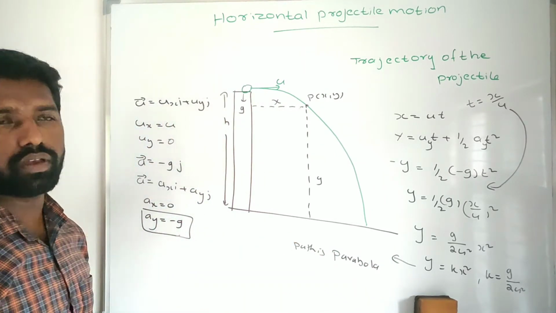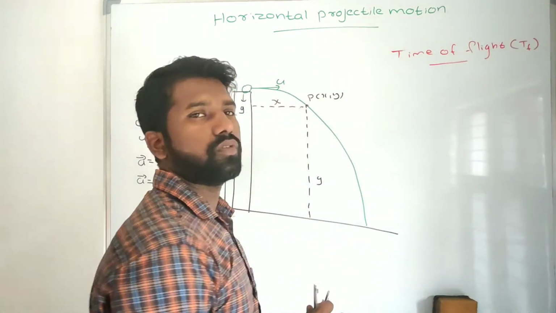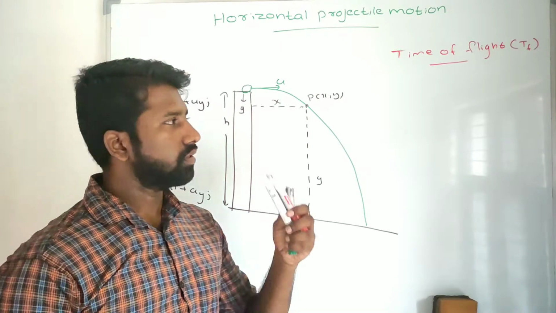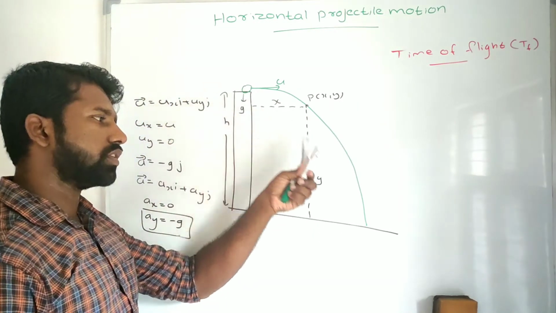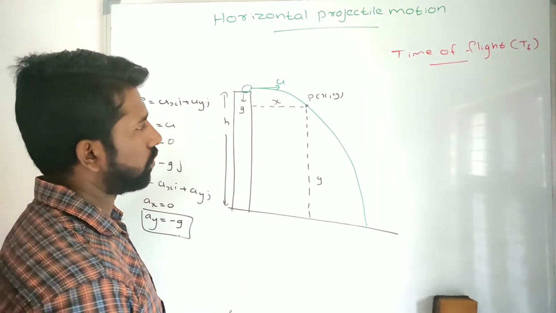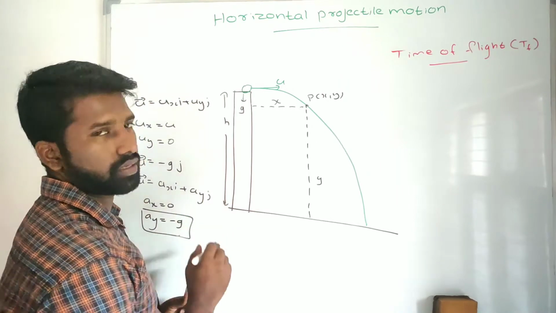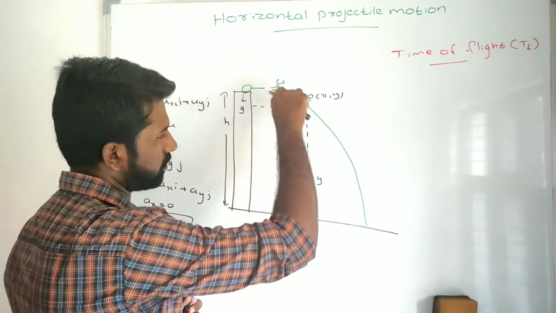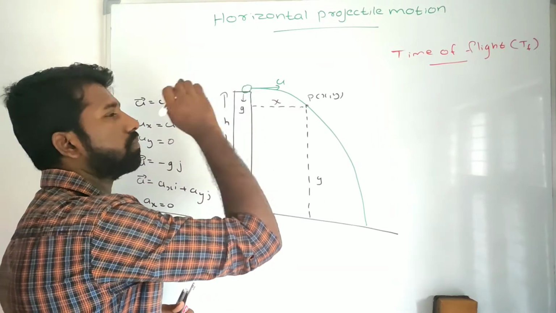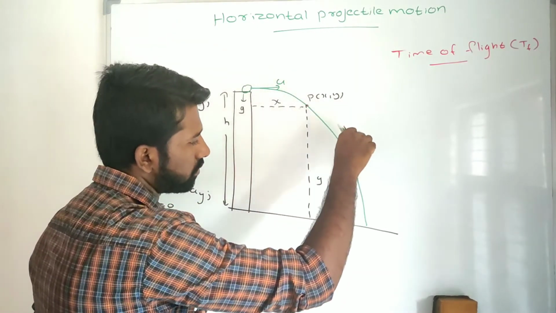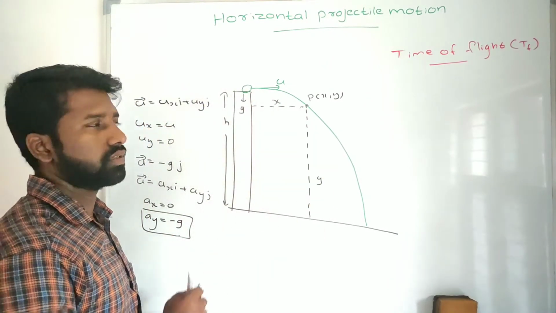So the object follows a parabolic path. Time of flight of the projectile. Time of flight means the time in which the object is in the air. If you calculate the total time, the vertical displacement is equal to h, because this object is projected from height h. Initial time t is equal to 0, and at the total time the displacement is h, that is the vertical displacement.